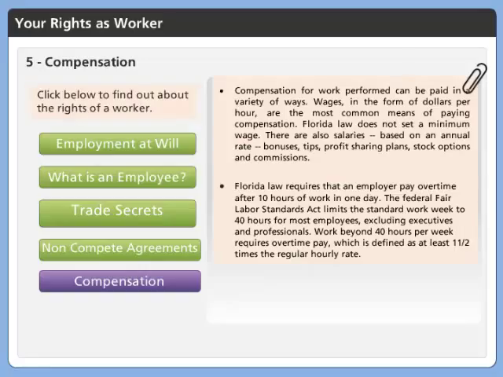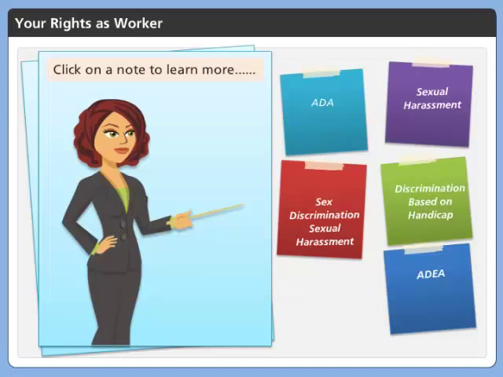Florida law requires that an employer pay overtime after 10 hours of work in one day. The Federal Fair Labor Standards Act limits the standard work week to 40 hours for most employees, excluding executives and professionals. Work beyond 40 hours per week requires overtime pay, which is defined as at least 1.5 times the regular hourly rate.